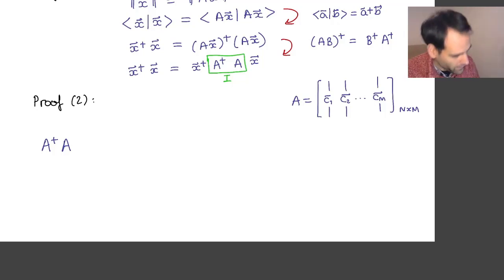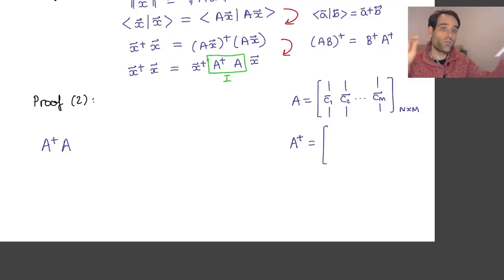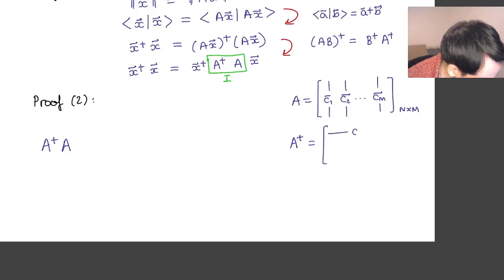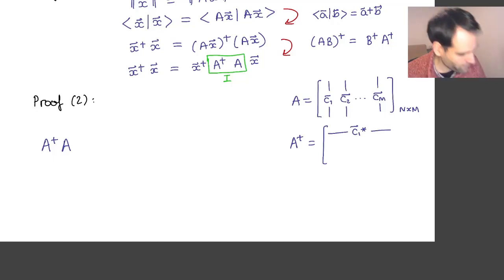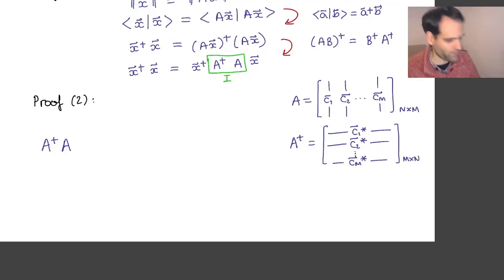Yes. And then this means that A dagger, we can write it in terms of their different rows. And we know that each row of A dagger will be the corresponding column of A, but complex conjugate. Therefore, the first row of A dagger will be C1 conjugate, this vector here, right? Because we have applied the Hermitian conjugate to matrix A. The second row will be C2 conjugate, all the way up to the mth row, which will be Cm conjugate. And this is an m times n matrix. Okay, so those are the matrices A and A dagger.